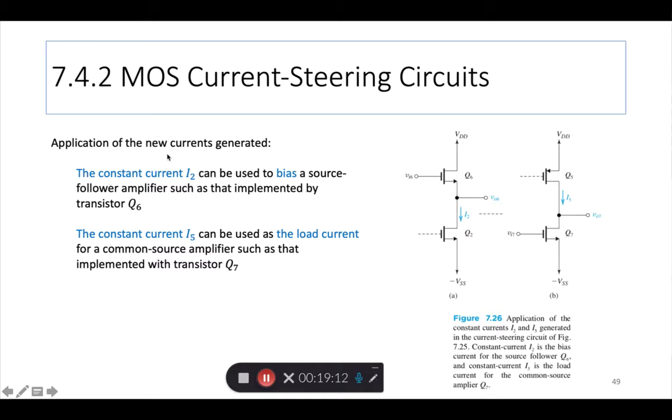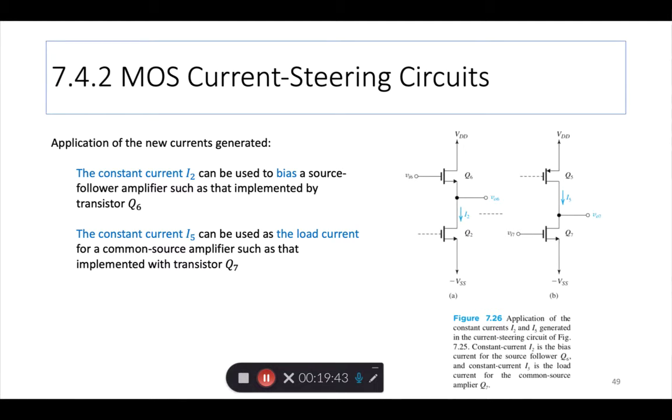So that's an application of I2. What about I5, which we also created? He says I5 can be used as the load current for the common source amplifier, right? So here we have a common source amplifier, which is a basic gain cell, with an NMOS type device or a PMOS type. In this case, it's an NMOS type device. So this NMOS device Q7 is a gain cell.